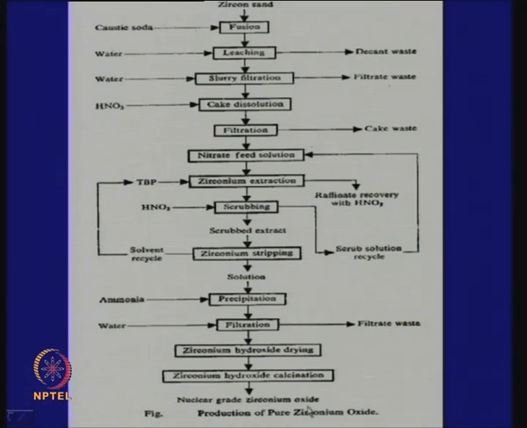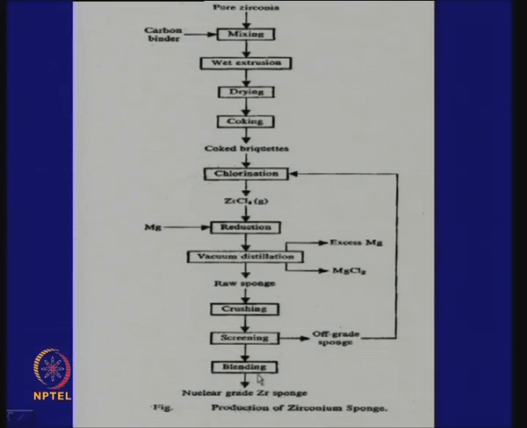So, we are starting with zircon sand, made into an alkali fusion cake with alkali, that goes through some reactions and finally a solvent extraction process. So that finally you produce nuclear grade zirconium oxide. These are standard steps, and once you have pure zirconia, we can produce from that zirconium sponge metal.